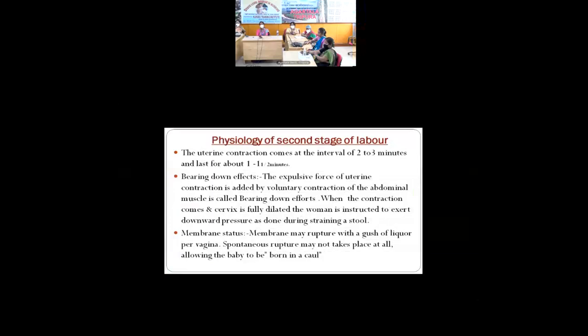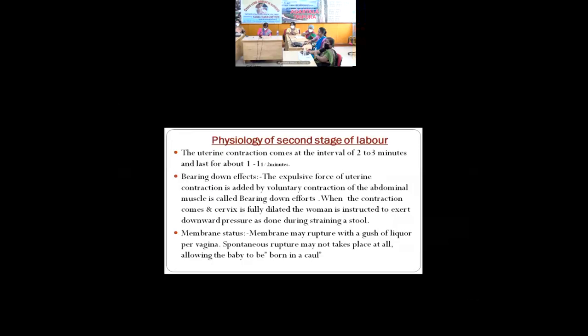The restriction is there in the first stage of labor. The physiology of second stage of labor: uterine contractions come at an interval of 2 to 3 minutes and last for about 1 to 1.5 minutes. Bearing down efforts: the expulsive force of uterine contraction is added to by voluntary contraction of the abdominal muscles, called bearing down efforts. When the contraction comes and the cervix is fully dilated, the woman is instructed to exert as done during straining of stool.